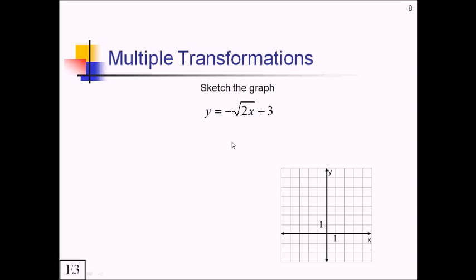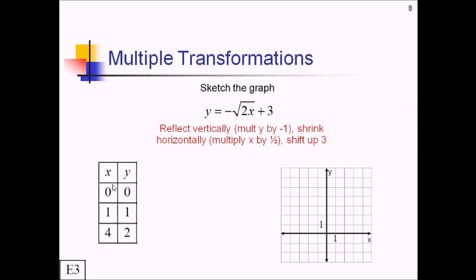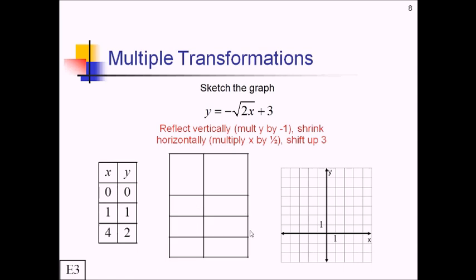Let's do another one with even more to it. In this one, we have this negative outside, so that's going to be a vertical reflection. The 2 inside means we're going to be shrinking by 1/2 horizontally, and this +3 shifts us up 3. So let's write down all that stuff, or at least make a mental note of it. And now our parent function again is 0, 0, 1, 1, 4, 2. Let's make our new table.